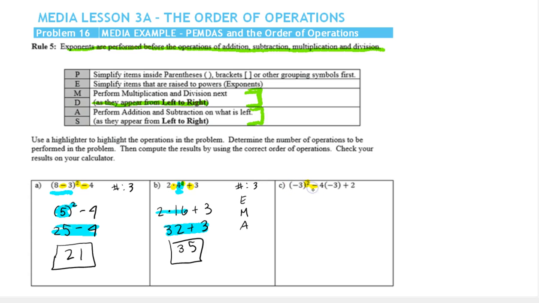Now we have subtraction. There's another operation. Right here is implied multiplication. I'm going to highlight it up here so we can see it. And then we have addition. So we have 1, 2, 3, 4 operations in this problem.